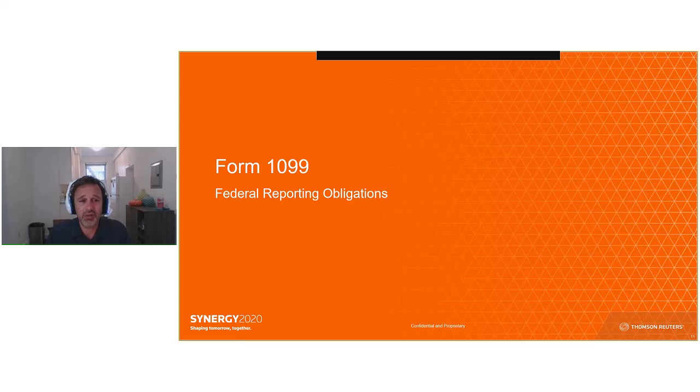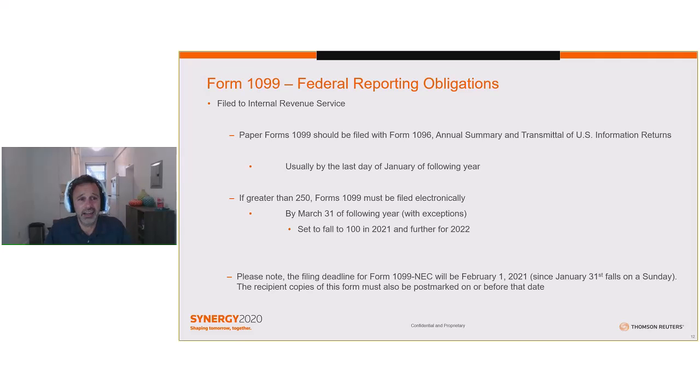Now we're going to spend some time on the federal reporting obligations for 1099s. As I previously stated, copies need to be filed with the Internal Revenue Service as well as to the individual. If you're filing paper form 1099s, they will be accompanied by a summary form 1096, which is the annual transmittal that summarizes all the 1099s that were reported and the total amounts that were reported on the form. Most 1099s are usually due by the last day of January of the following year. So for 2020, most 1099s will be due on January 31st of 2021.